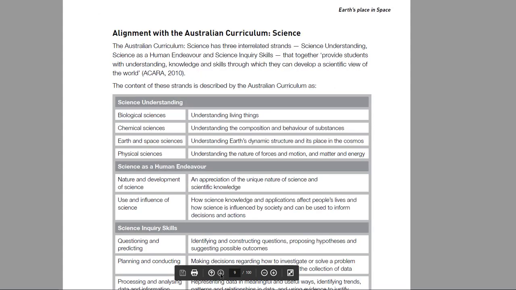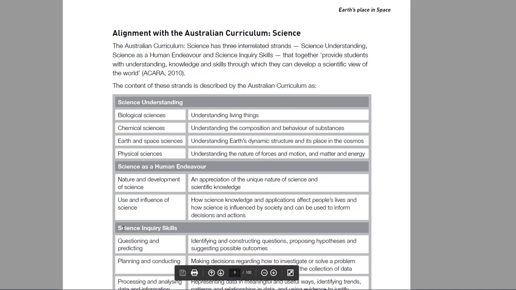We can see here the alignment with the Australian curriculum, and we can see that it actually covers many science understandings. The ones relevant to our unit of study, of course, are biological, earth and space, and of course the chemical and physical sciences we cover next term for those of you who join us. But notice we've got here our 3 substrands. We've got our science understanding, our human endeavour, and inquiry skills.